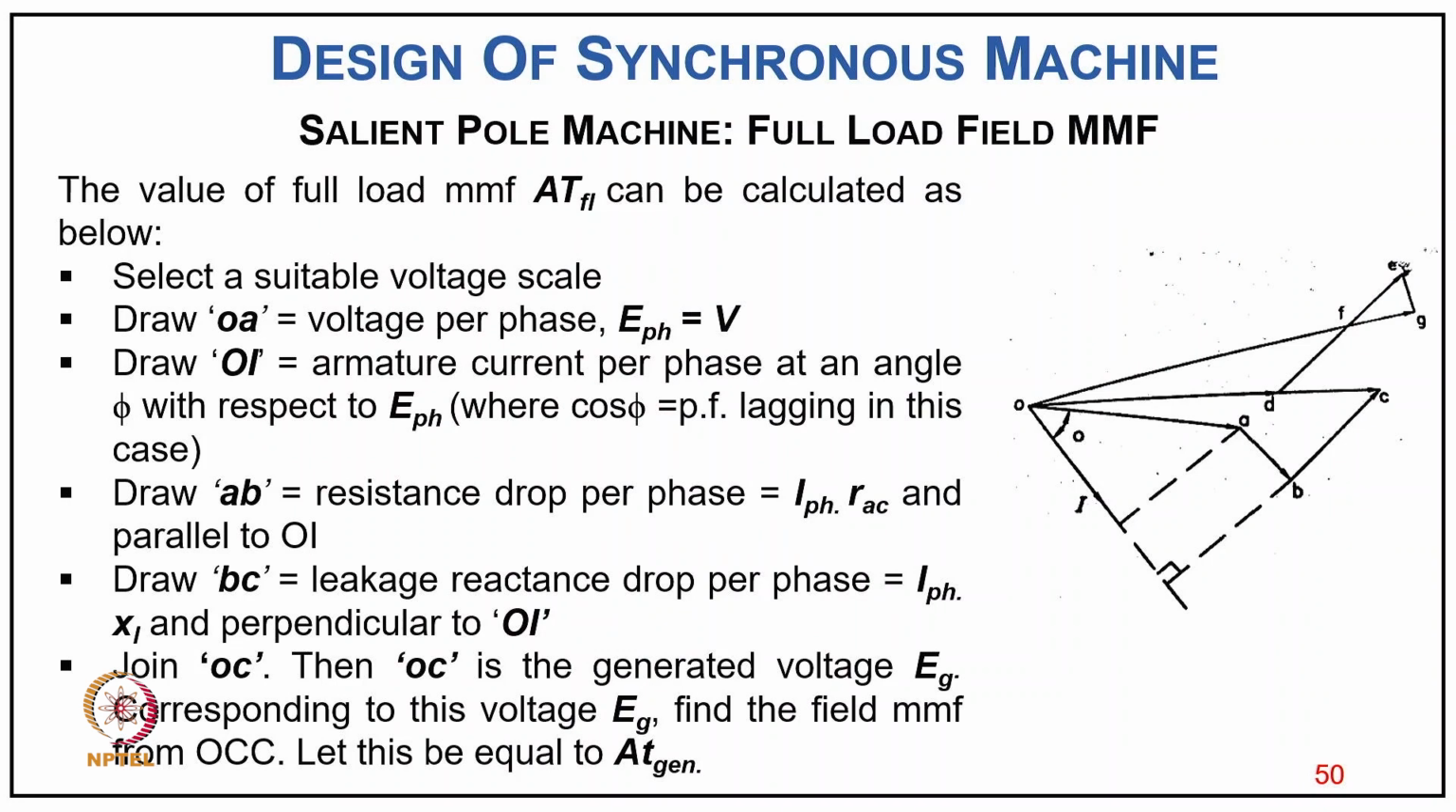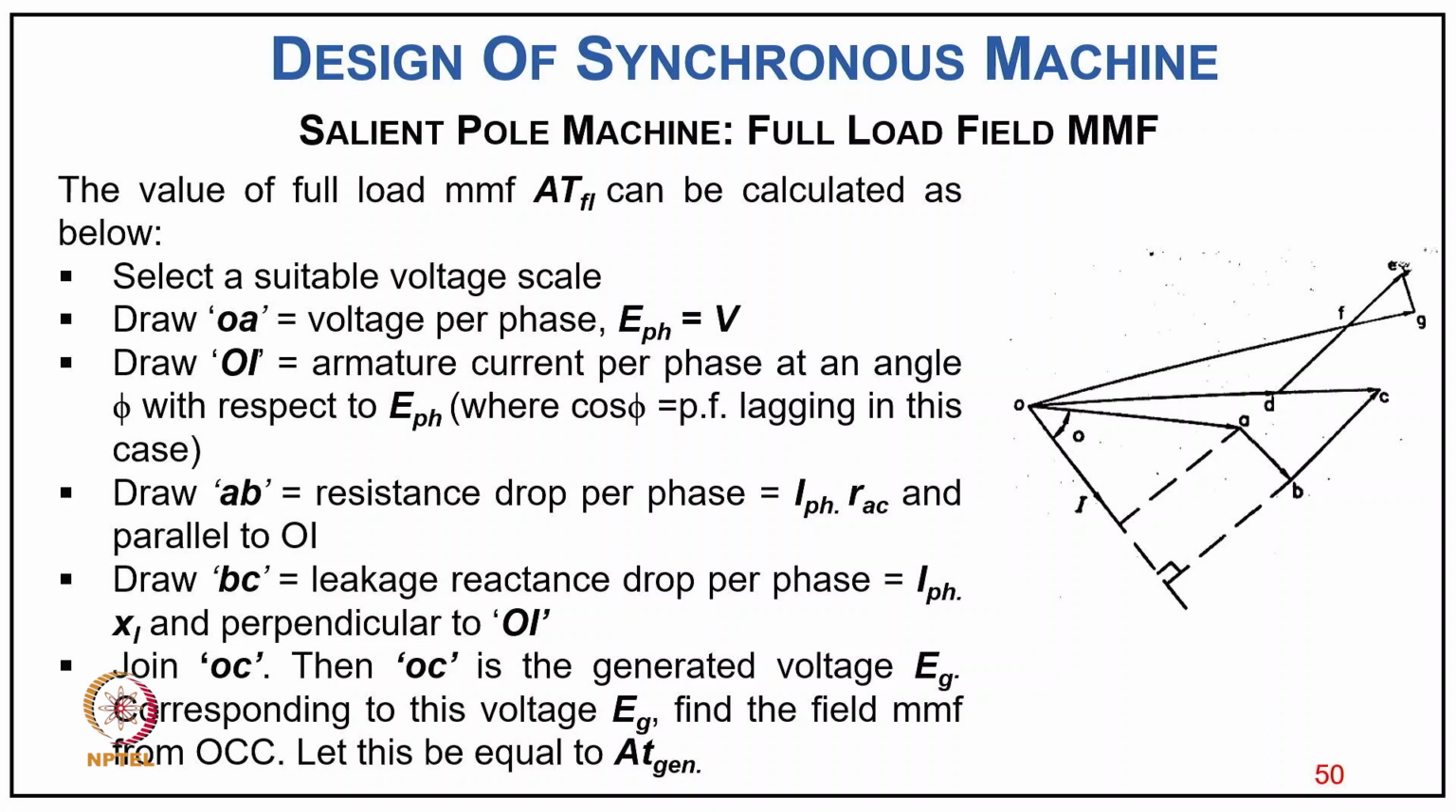So now, getting the full load MMF, the value of the full load MMF ATfl can be calculated in sequence. Select a suitable voltage scale and draw, as you can see in the figure, the voltage Eph equal to V and draw OI, the armature current per phase at angle phi with respect to Eph, where cos phi is the power factor, lagging in this case. Draw AB.